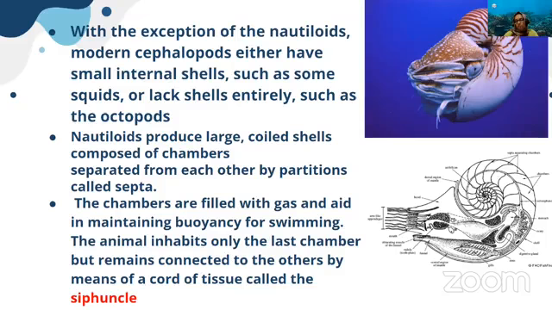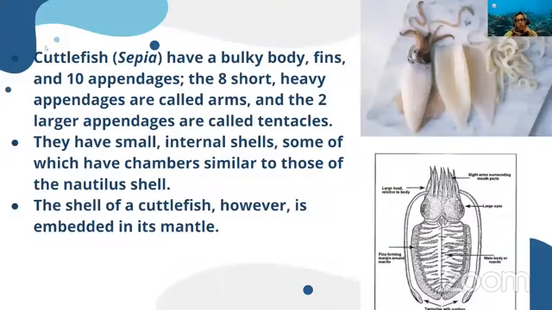Here you can see how this is coiled and how many chambers there are. These are chambers, but only the animal, the nautilus, occupies this last chamber, and these chambers are interconnected using a cord of tissue called the siphuncle. So they are attached. Okay, the next cephalopod is the cuttlefish.